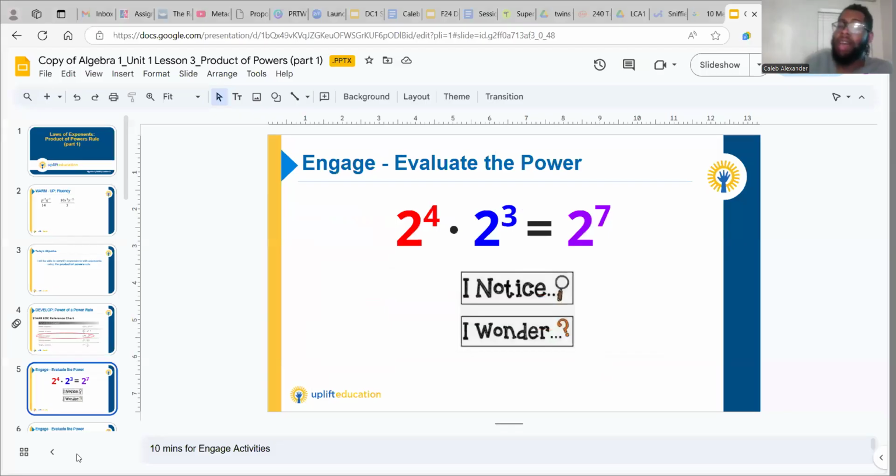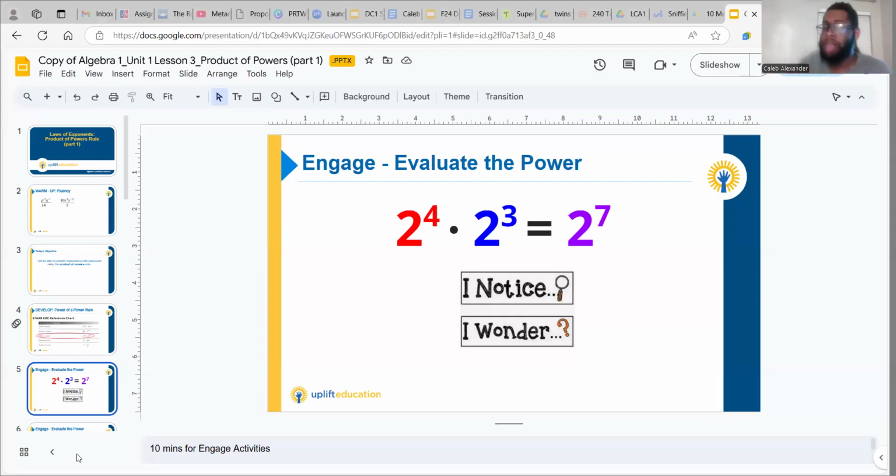Now I'm giving y'all 30 seconds to turn and talk to your shoulder partner. I want you to look at this problem and tell me what you're wondering and what you notice in this problem. Your 30 seconds starts right now. Okay, so class, can you share with me what you notice about this problem or what you're wondering about this problem?